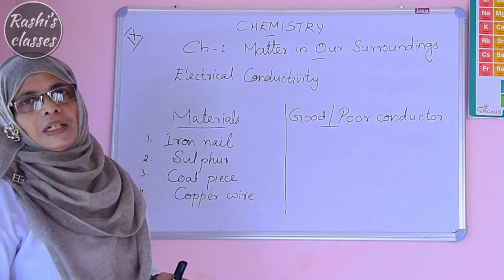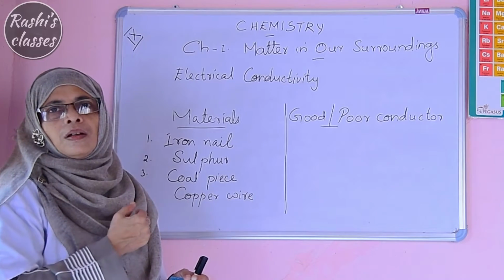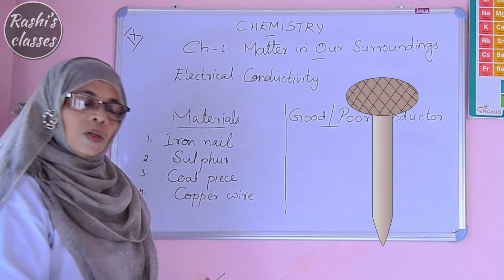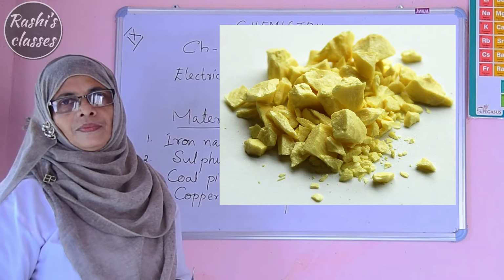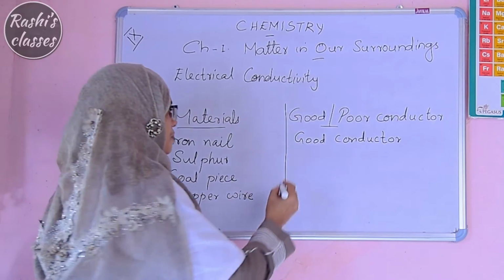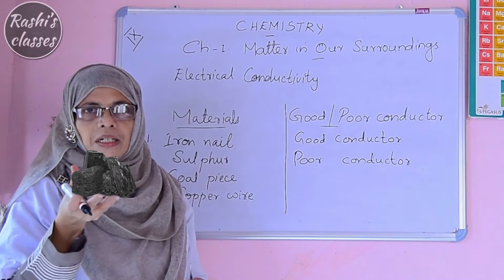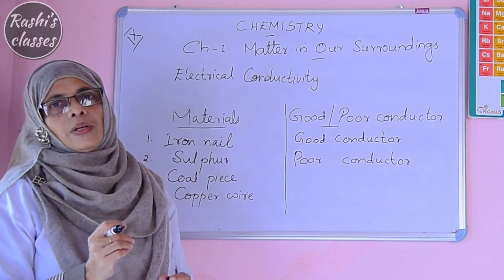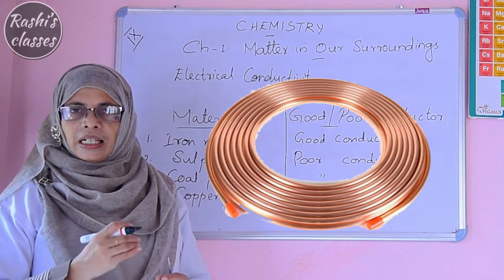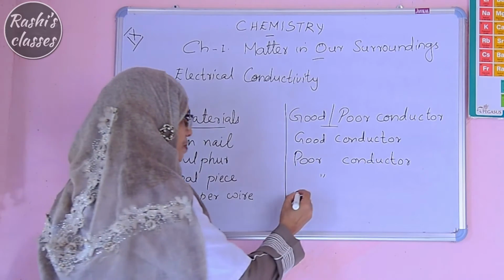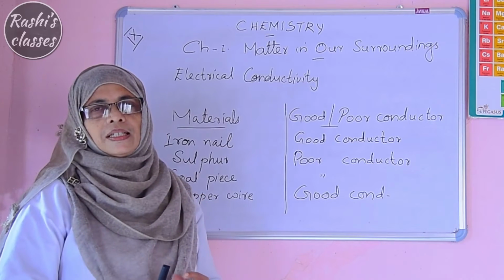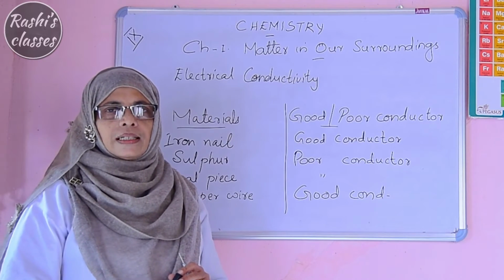Here metals and non-metals are given. Let us see whether they are good conductors or poor conductors. First one, iron nail. You know it is a metal, so it is a good conductor. Then what about sulfur? It is a non-metal, so it is a poor conductor because it does not conduct electricity. Then coal piece. Coal, you know it is carbon. It is a non-metal, so it is also a poor conductor. Then what about copper wire? Copper wire conducts electricity because it is a metal. So it is a good conductor. So we can say that metals are good conductors of electricity and non-metals are poor conductors of electricity.